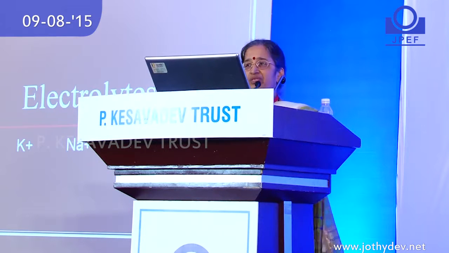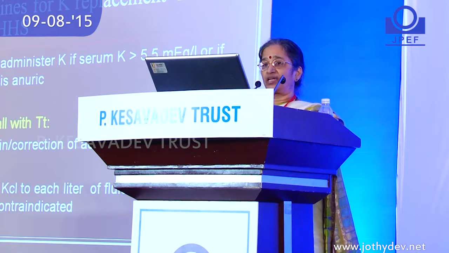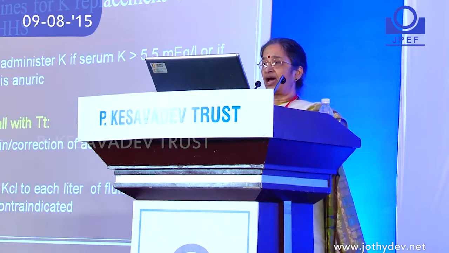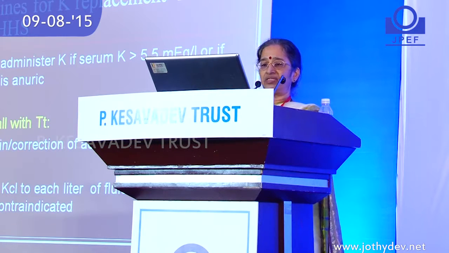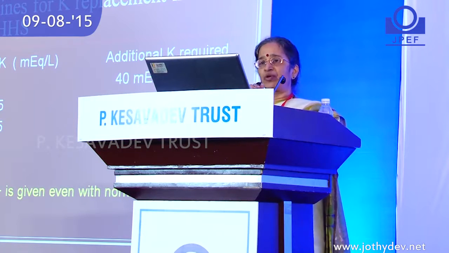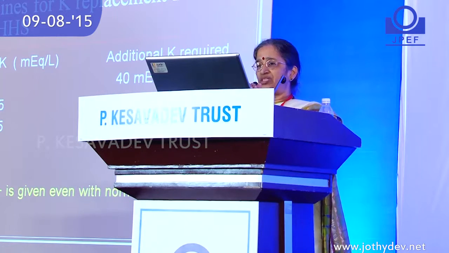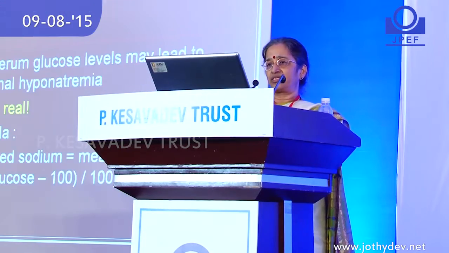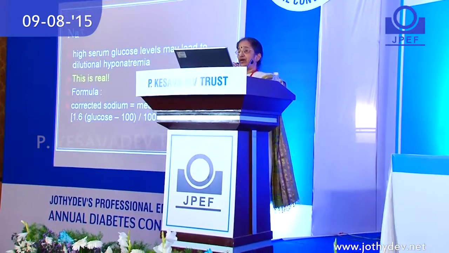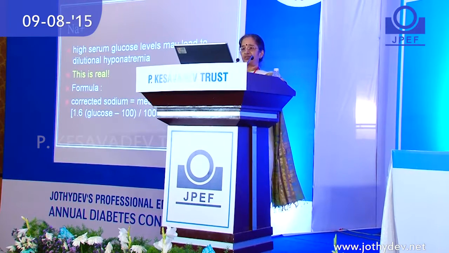Now, as the chairperson was telling, the electrolytes are very important. The potassium replacement is very important. Initially, the potassium is falsely high, and then it will fall with treatment because the insulin will push the potassium into the cell, and so we will have to add potassium when we are treating with insulin to every liter. And this is how we monitor the potassium. So less than 3.5 we add 40, then 20, then 10, and more than 5.5 we do not give any potassium supplementation. Similarly with the sodium, because of dilutional hyponatremia from the high glucose, we may need a correction for the sodium, otherwise we will diagnose hyponatremia unnecessarily.